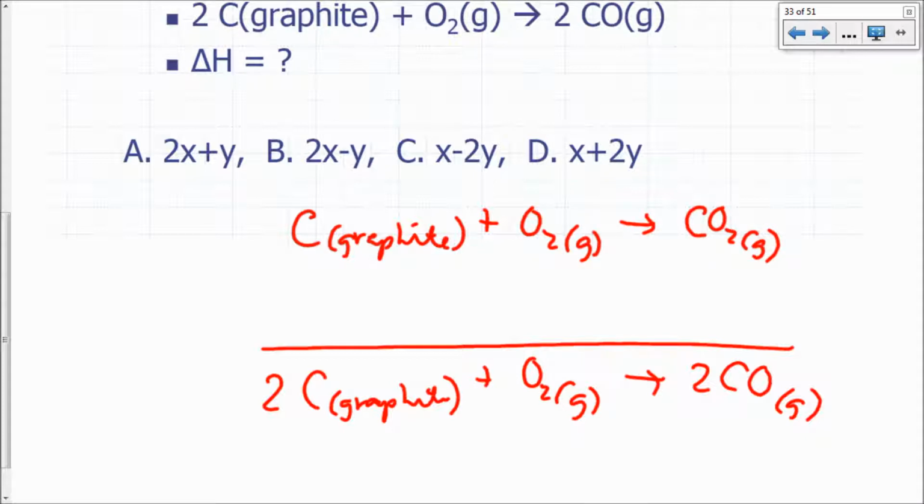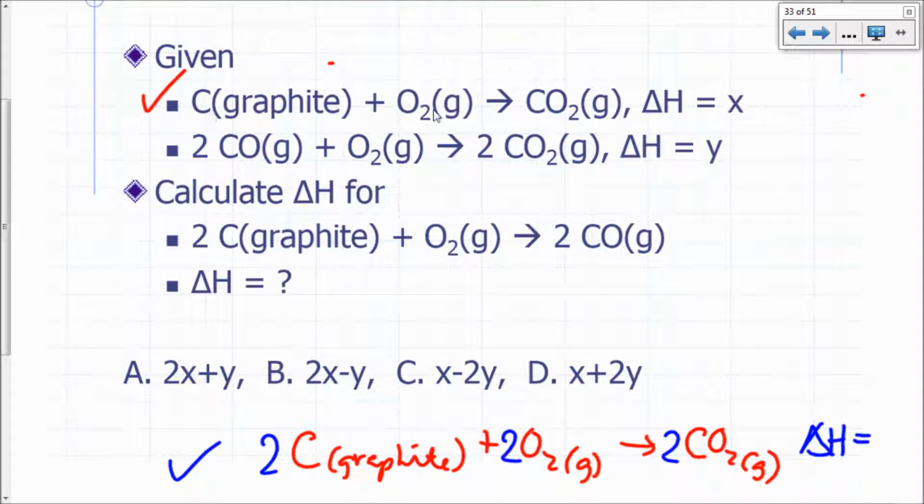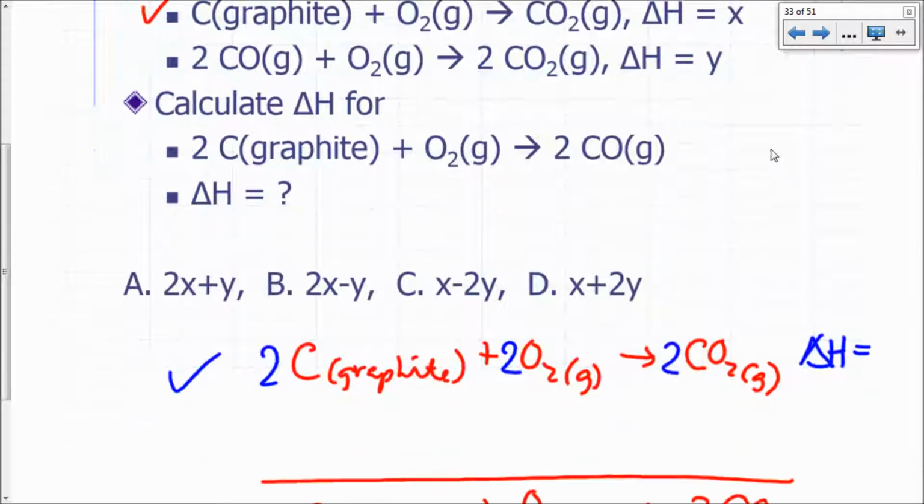But I need 2 moles of graphite. So what should I do with this reaction right here? Double it. Multiply all the coefficients by 2. What's my delta H for this one? Well, the delta H for the original reaction with just 1 mole each would be X. So if I double all the coefficients, what's my delta H for this one? It's going to be equal to 2X.